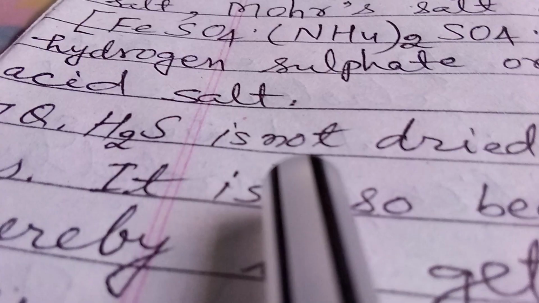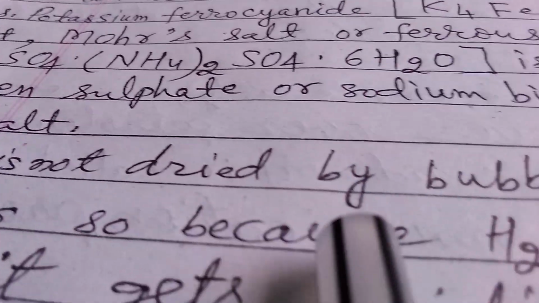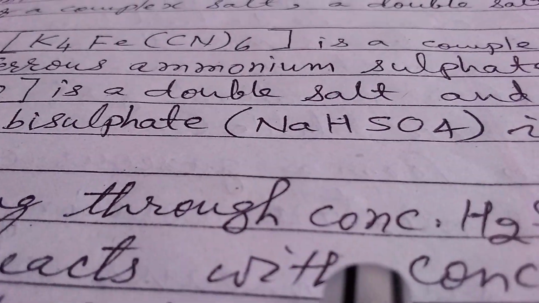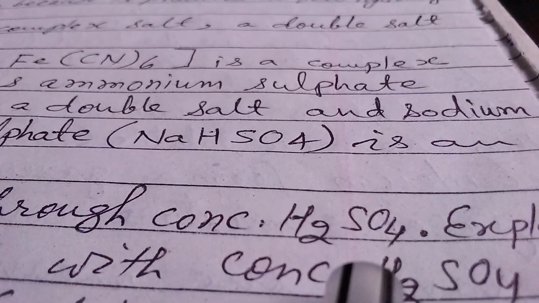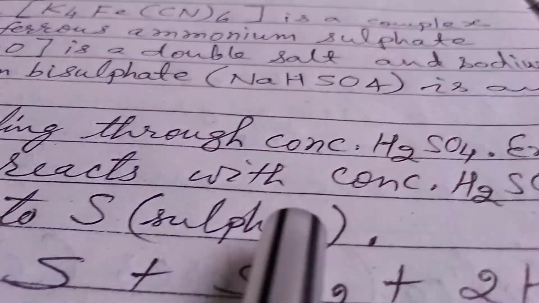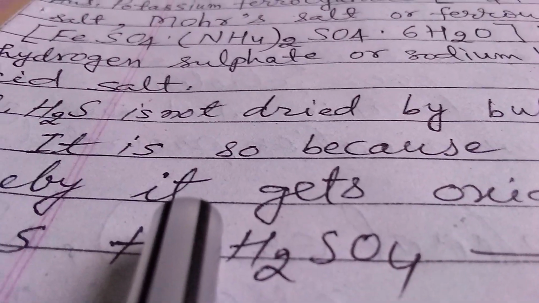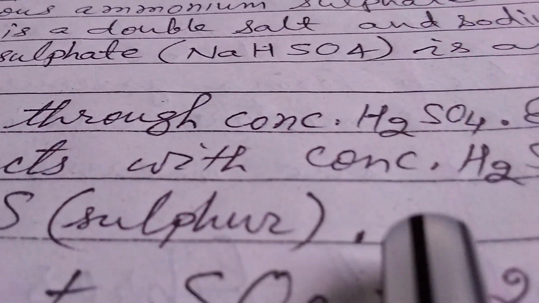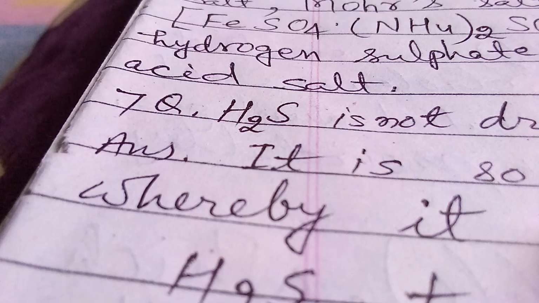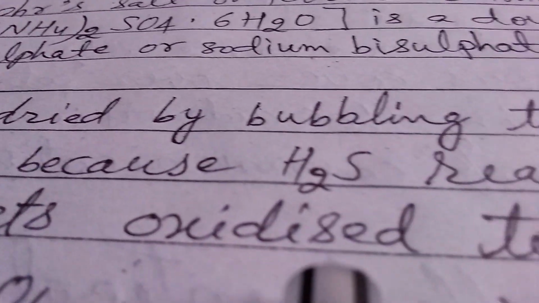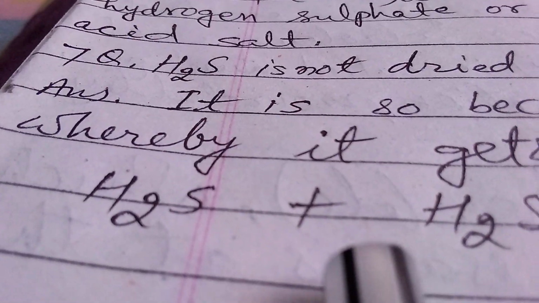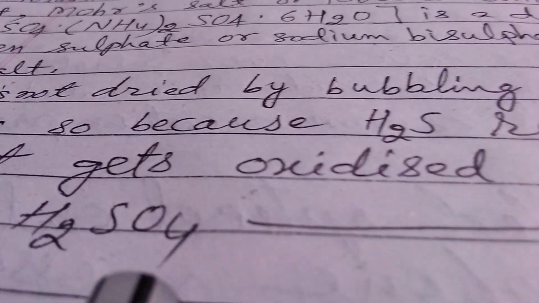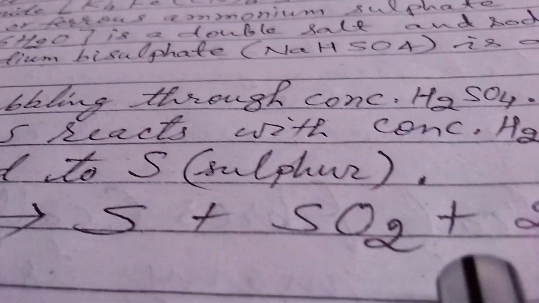Seventh question is, H2S, that is hydrogen sulfide, is not dried by bubbling through concentrated H2SO4, that is concentrated sulfuric acid. Explain. Answer is, it is so because hydrogen sulfide reacts with concentrated H2SO4, whereby it gets oxidized to sulfur, and the reaction is as follows: H2S plus H2SO4 arrow S plus SO2 plus 2H2O.